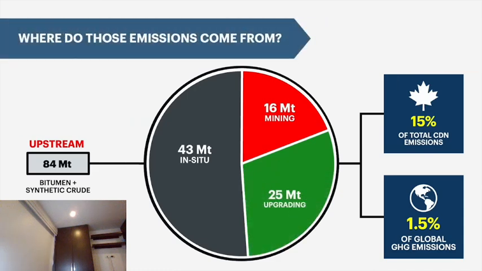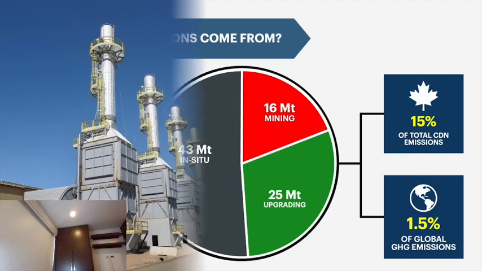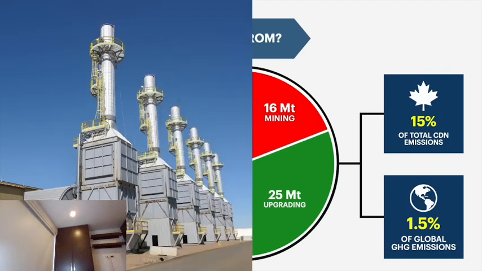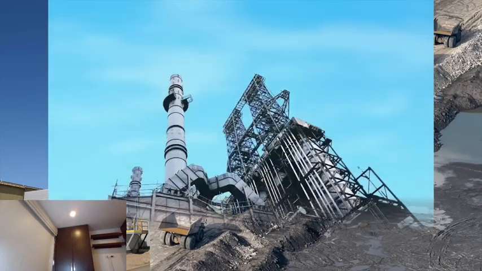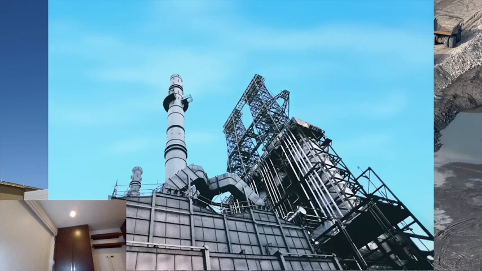Most of those emissions are from the burning of natural gas for steam and power production, especially for in situ operators. Diesel-powered haul trucks and tailings ponds are a big source for mine operators, while upgraders burn fuel to heat the bitumen feedstock to high temperatures.